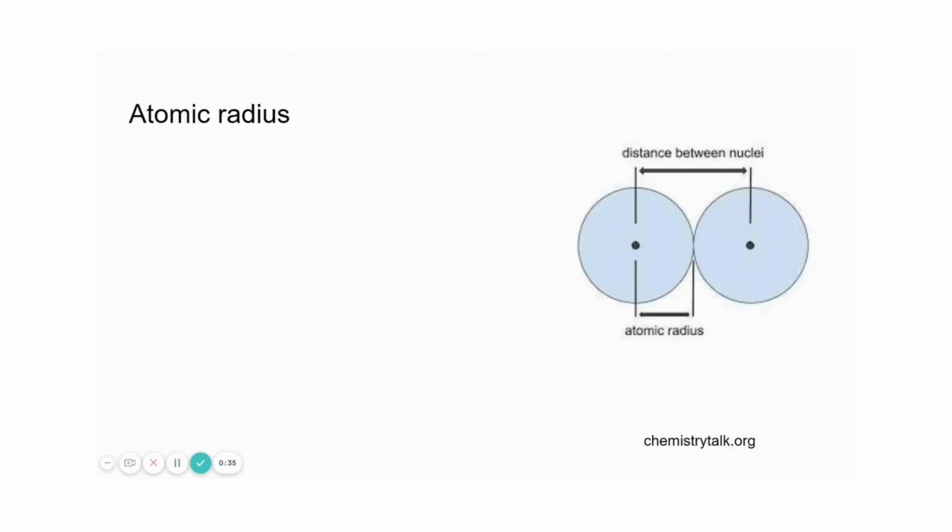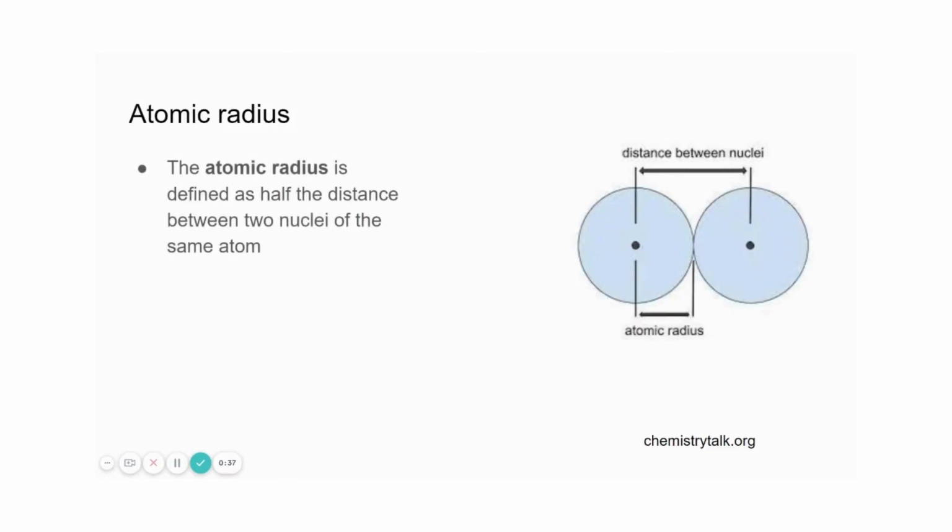So for the atomic radius, it's defined as half the distance between two nuclei of the same type of atom. So that would be, if I'm looking at this diagram right here, as if one of these blue circles was representing one hydrogen atom, and this other blue circle is representing another hydrogen atom. So it'd be like that. I would recommend copying down this diagram because it's actually a wonderful explanation for the atomic radius.